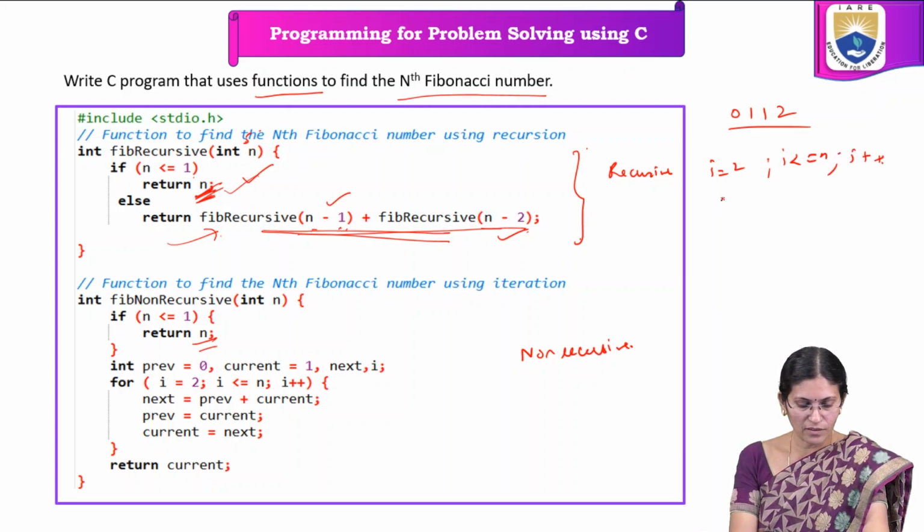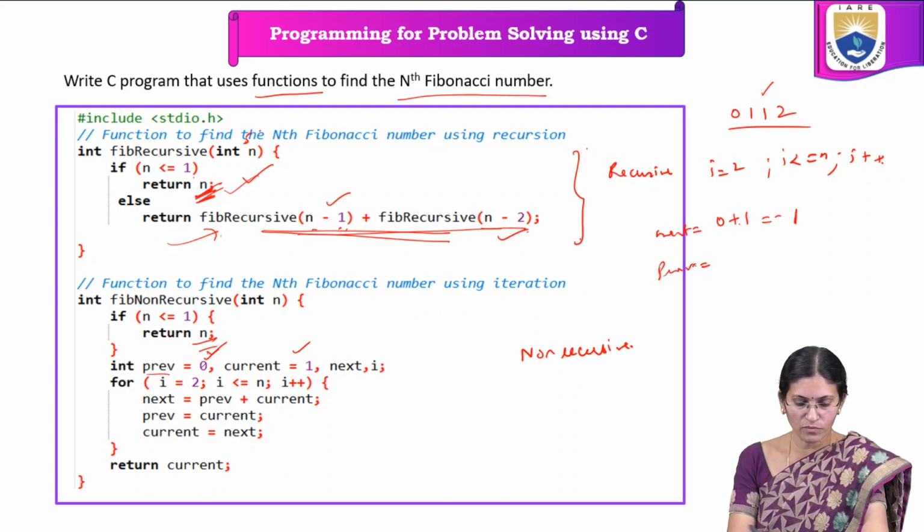Here we have taken three variables, previous, current and next, and one more looping variable, i. The previous variable is assigned a value 0. Next is equal to previous plus current. Previous is 0 here, current is equal to 1. So next is equal to previous plus current, which is equal to 1 now.